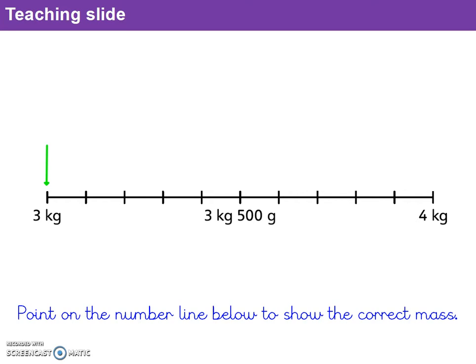So we've started on 3 kilograms, 3 kilograms 100 grams, 3 kilograms 200 grams, 3 kilograms 300 grams, and finally 3 kilograms 400 grams. So on that number line we should be able to point at 3 kilograms 400 grams, which is where the red arrow shows.